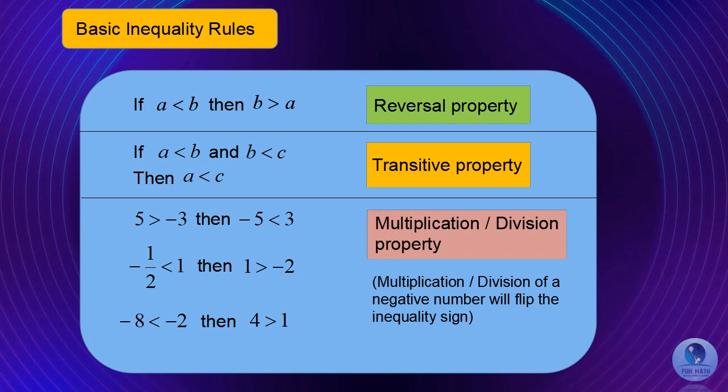Let's look at the third property, multiplication or division property. Multiplication or division of a negative number will flip the inequality sign. Let's look at this example. If 5 is greater than negative 3, then negative 5 is lesser than 3. Notice the inequality sign is flipped when we multiply or divide a negative number.